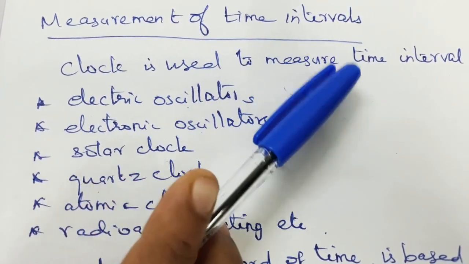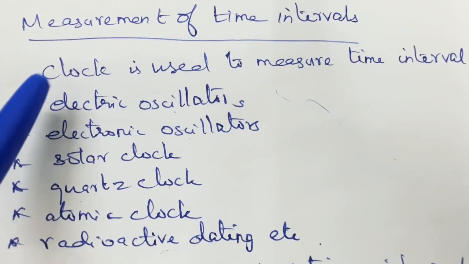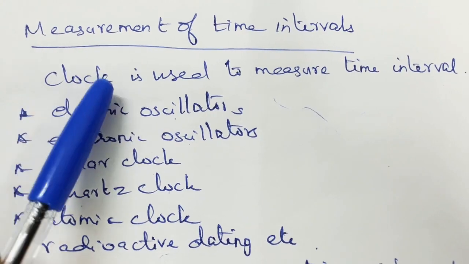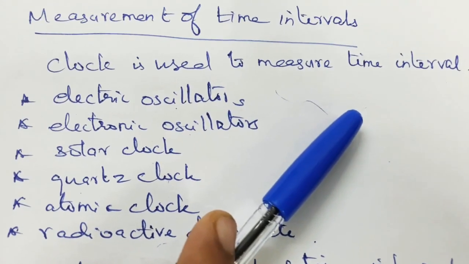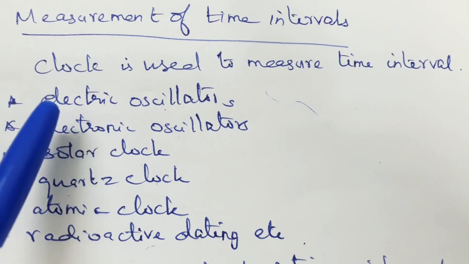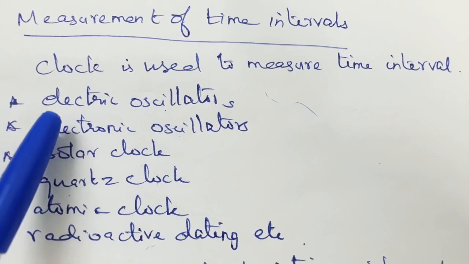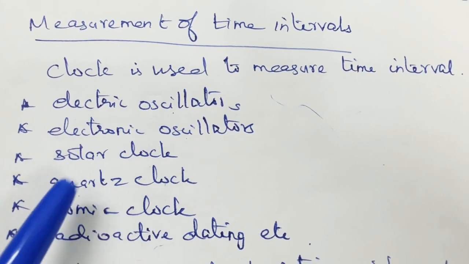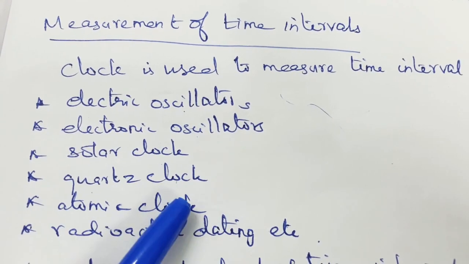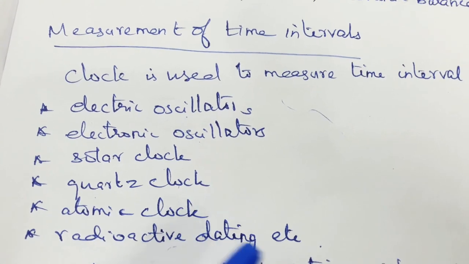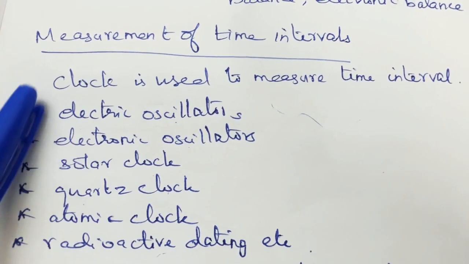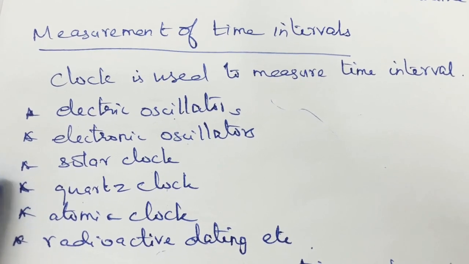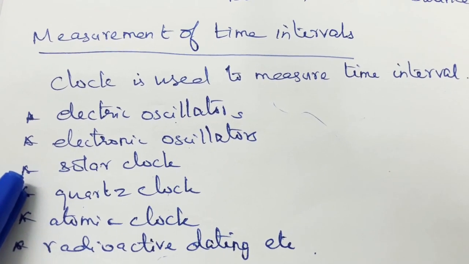Next, measurement of time intervals. Usually a clock is used to measure time interval. Ordinary clock is used to measure time interval. Some of the clocks developed later are electric oscillators, electronic oscillators, solar clock, quartz crystal clock, atomic clock, radioactive dating, etc. These are all devices used to measure time intervals in different orders.